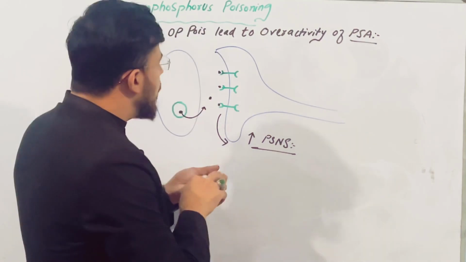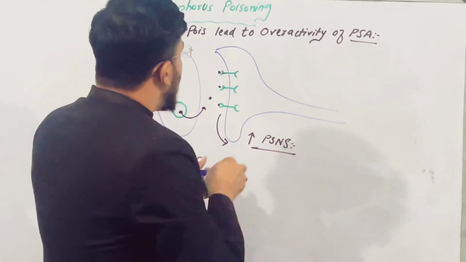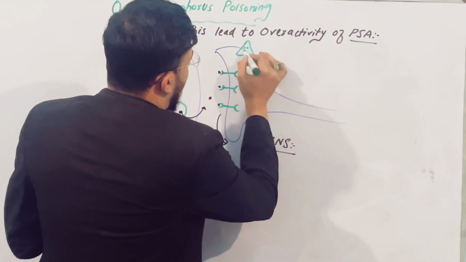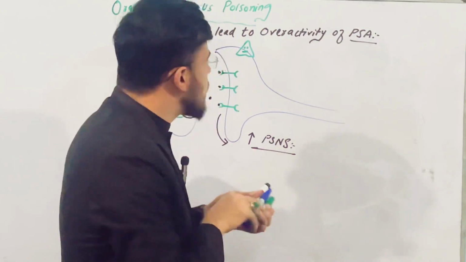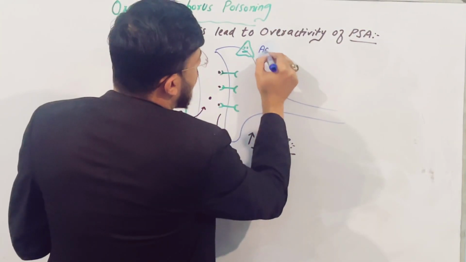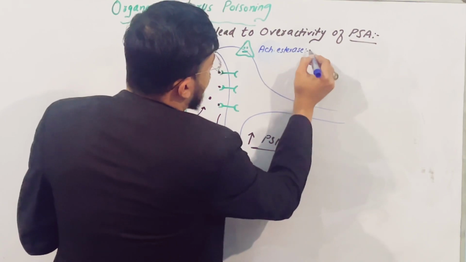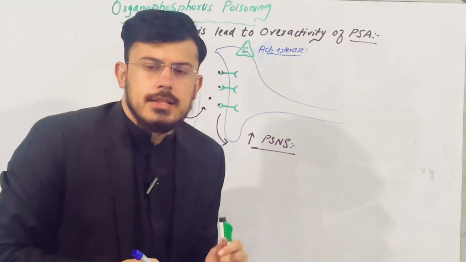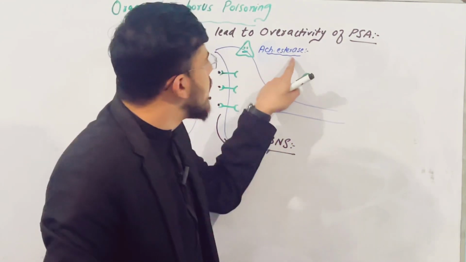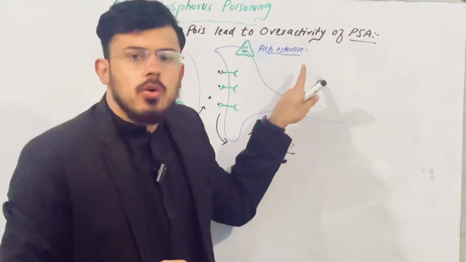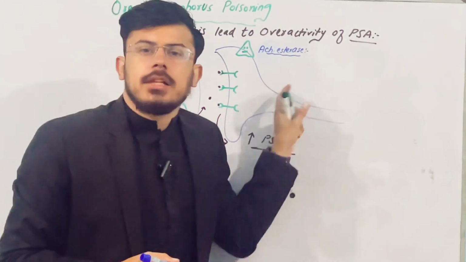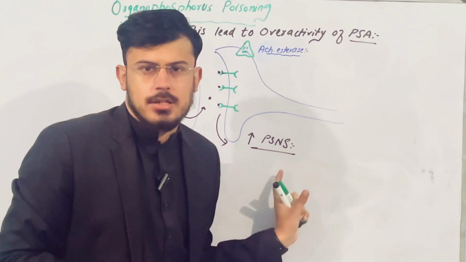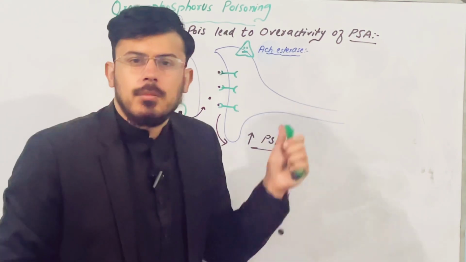Now, in order to depress the overstimulation of parasympathetic activity, we have specific enzymes present on the postsynaptic neuron. In the membrane of the postsynaptic neuron, we have a specialized type of enzyme, and these enzymes are called acetylcholinesterase. Now what is the significance of acetylcholinesterase? This acetylcholinesterase degrades the acetylcholine, decreasing the overstimulation of the parasympathetic nervous system. So this is the normal mechanism.